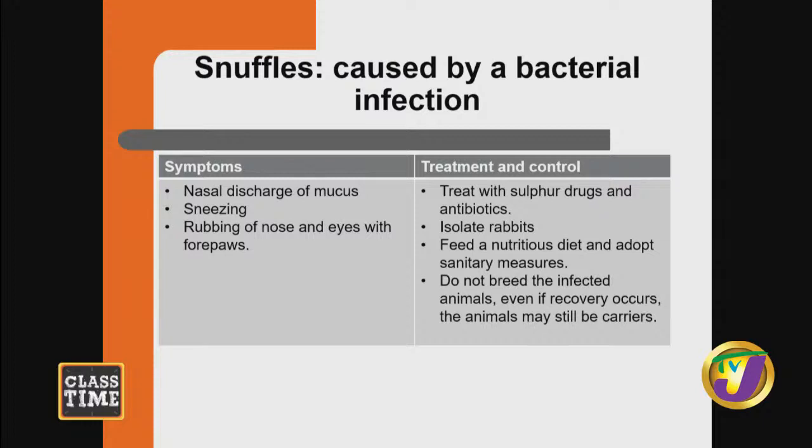Treatment and control. You can treat the infected animals with sulfur drugs and antibiotics. Infected animals, we need to isolate them. You want to feed them a nutritious diet and adopt good sanitary measures. Also, in your breeding program, do not breed the infected rabbits. Even if recovery occurs, the animals may still be carriers, and you do not want animals that are carriers of disease in your breeding program at all.